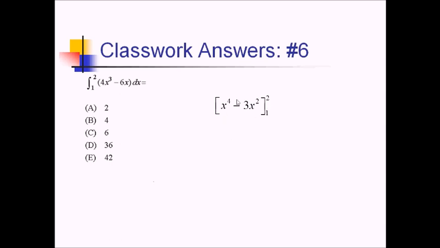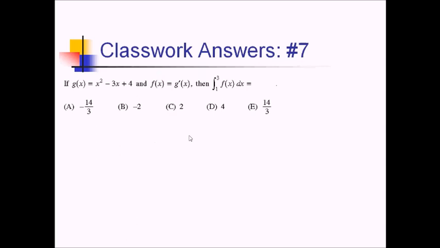So we've got all this stuff with 2 plugged in, minus all this stuff with 1 plugged in. And now there's no calculator question, so let's just evaluate it by hand here. This is going to be, let's see, 16 minus 12, which is 4. Over here, we've just got 1 minus 3, so negative 2, but we're subtracting that. So that's 4 plus 2, giving us an answer of 6, which is choice C.